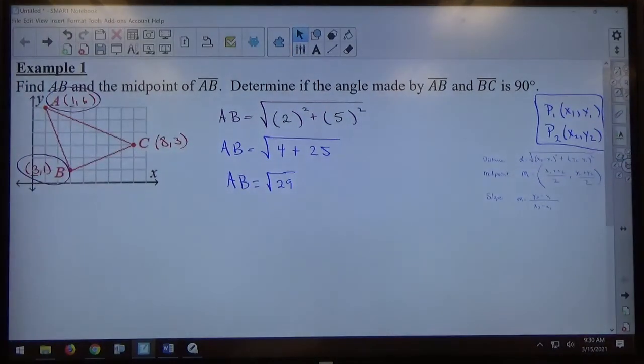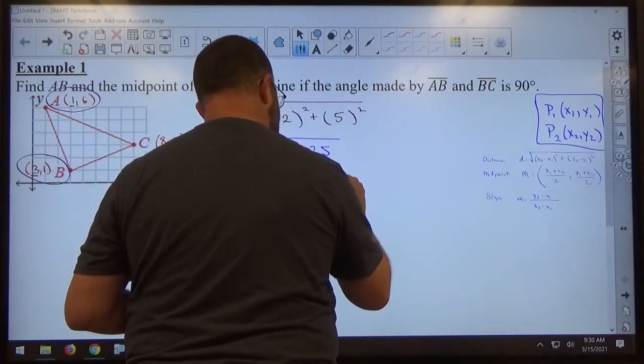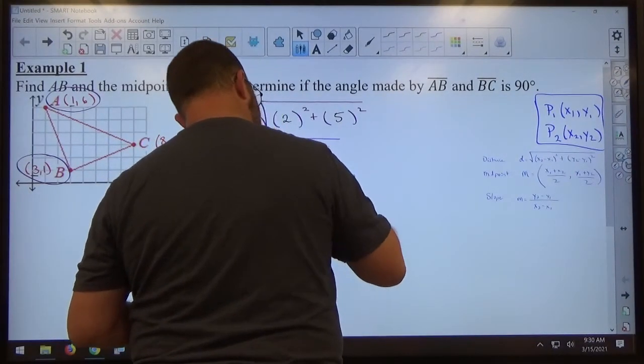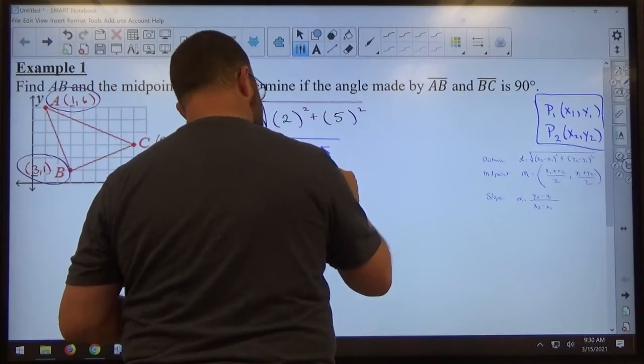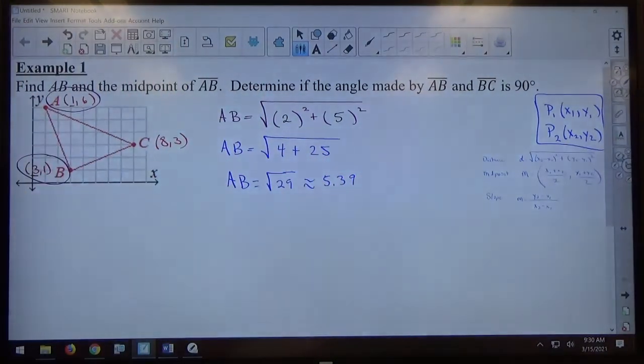Depending on if they want the exact answer or an approximate answer. If they want an approximate answer, I just type in calculate square root of 29. It spits out 5.39. So AB is 5.39 or square root of 29, take your pick.